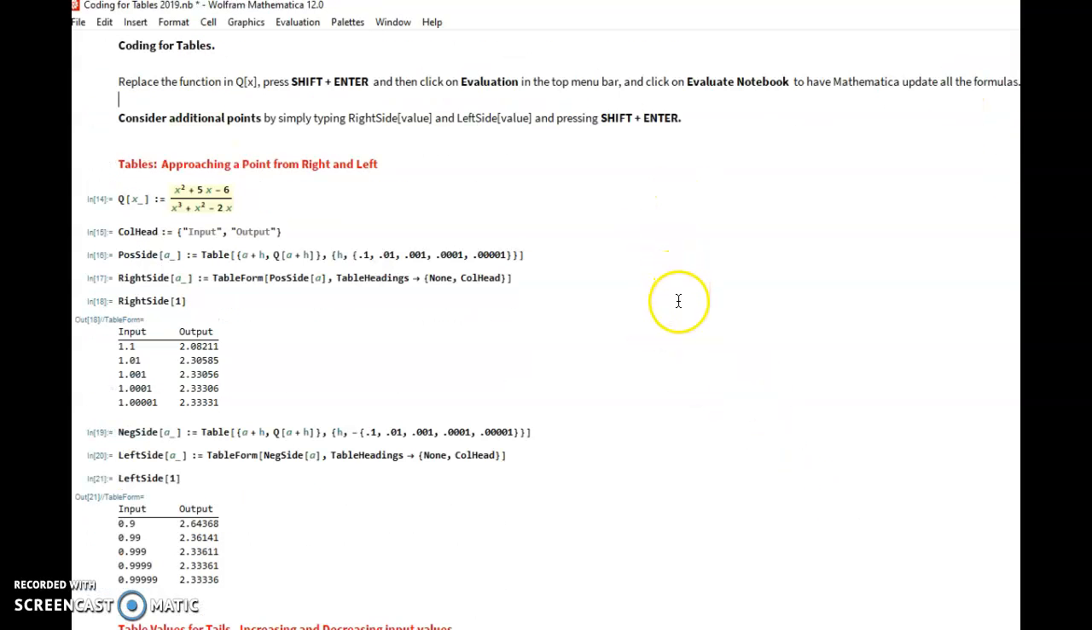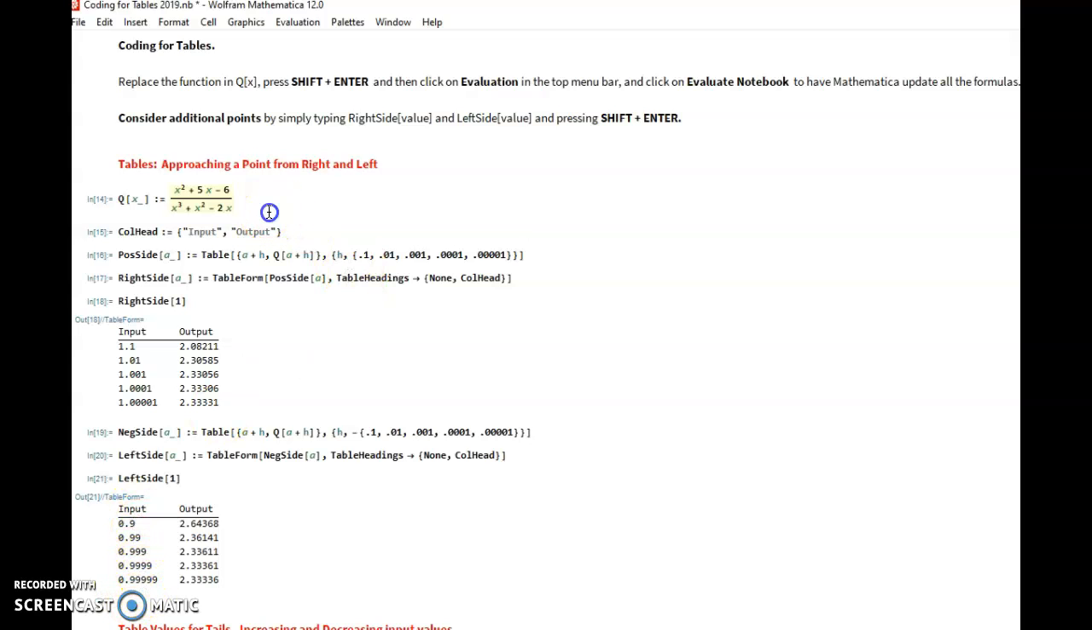Then you'll see that Mathematica will put all this into its current memory. Now this is looking at the rational function x squared plus 5x minus 6 over x cubed minus x squared minus 2x. And what it's doing is it's forming limit tables as x approaches 1. If you notice, this is coming from the right side of 1, right? You can see these are values coming from the right side, and these are coming from the left side of 1.